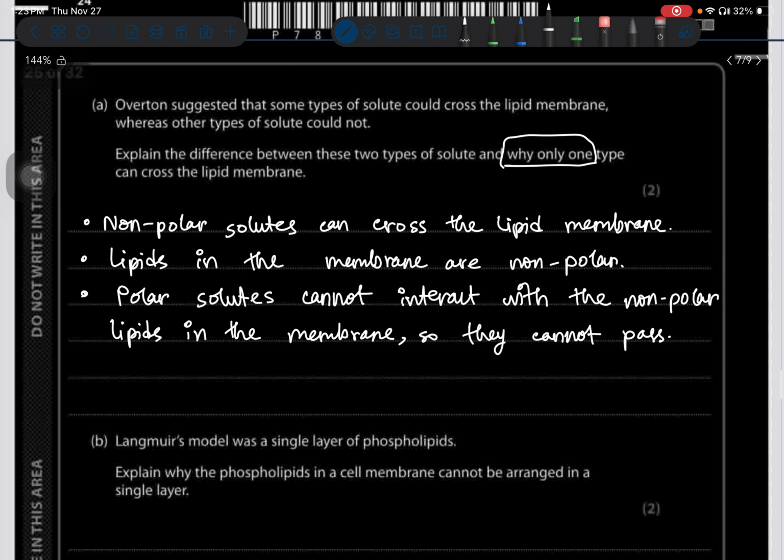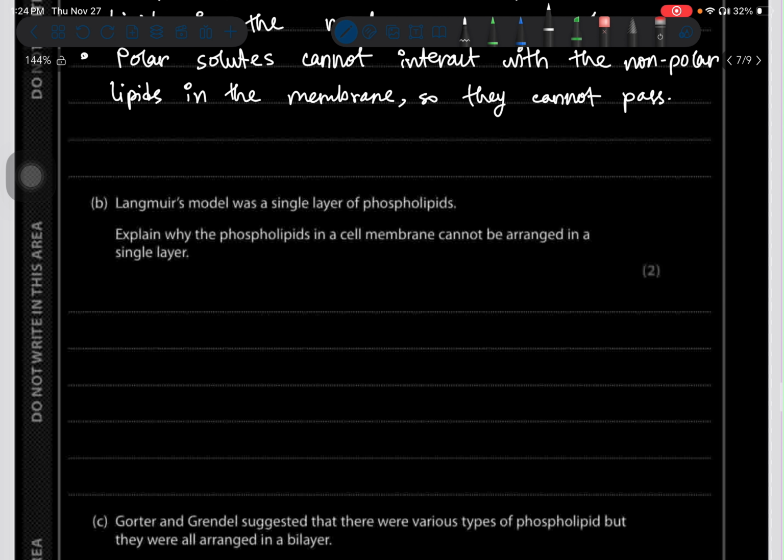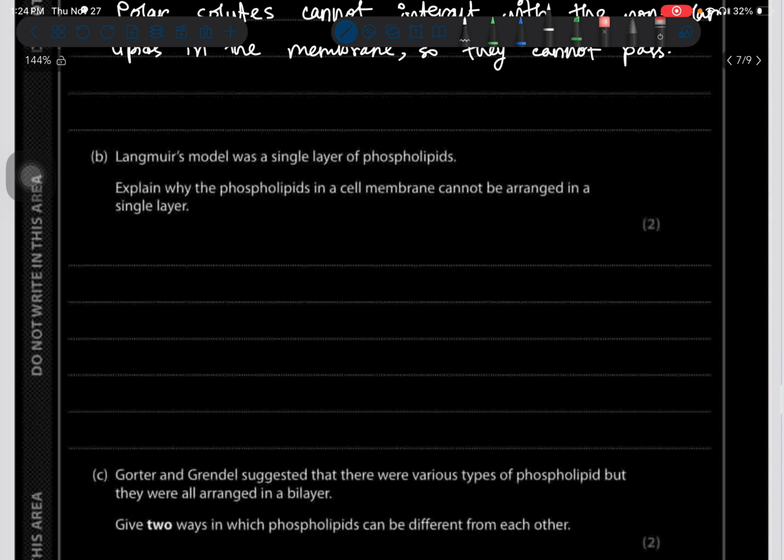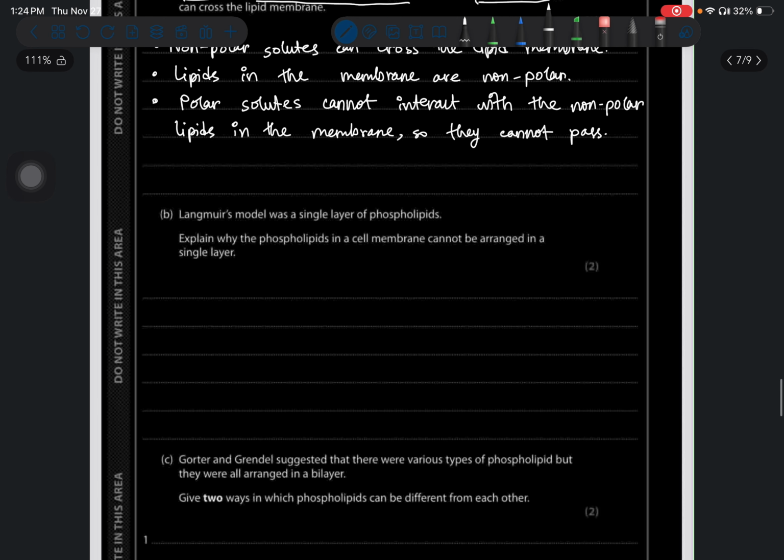A pro tip: always see what the question is asking for. This question had two parts. At first, it asked for the difference between these two types of solute and why only one could pass. So we said why only one could pass, and then we also said which solute can pass. Okay, on to the next one. I'll not try to pronounce that. This model was a single layer of phospholipids. Explain why the phospholipids in a cell membrane cannot be arranged in a single layer.